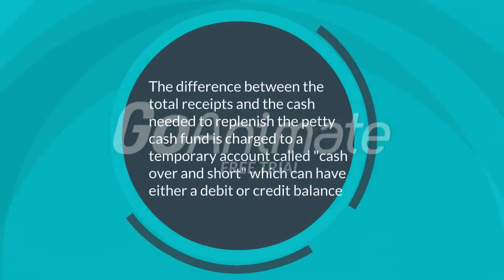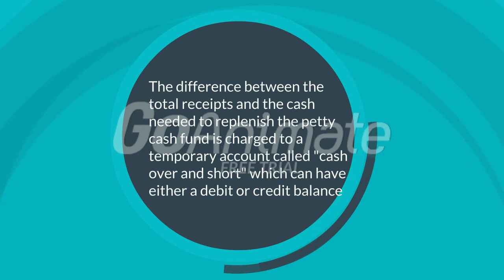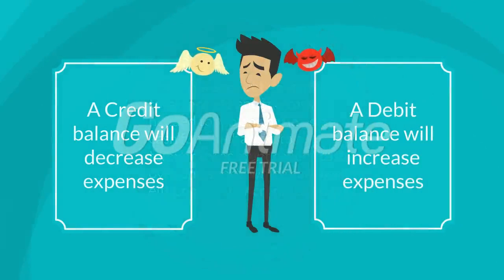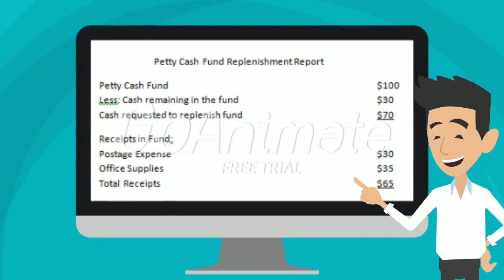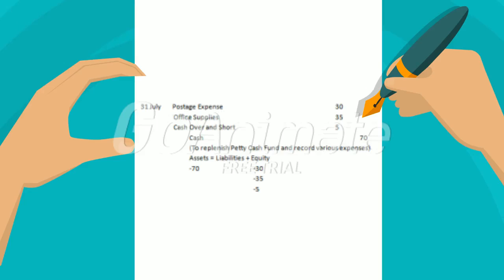The difference between the total receipts and the cash needed to replenish the petty cash fund is charged to a temporary account called cash over and short, which can have either a debit or credit balance. A credit balance will decrease expenses and a debit balance will increase expenses. For example, say the amount needing replenishment is still $70, but our receipts only total $65. In this case, we would debit cash over and short $5 for the missing amount and still credit cash $70.